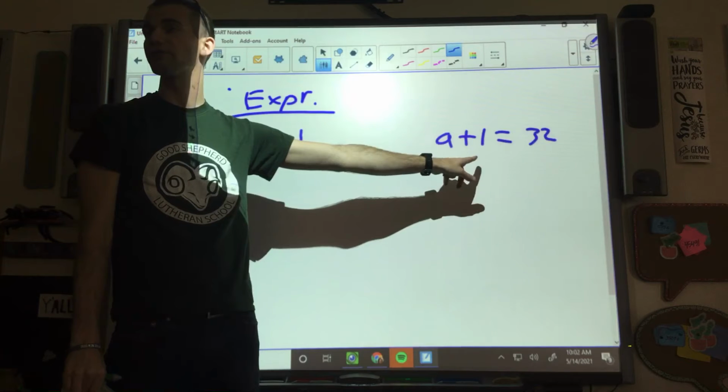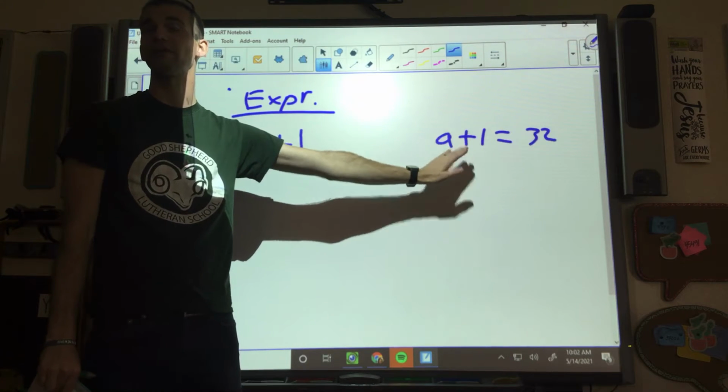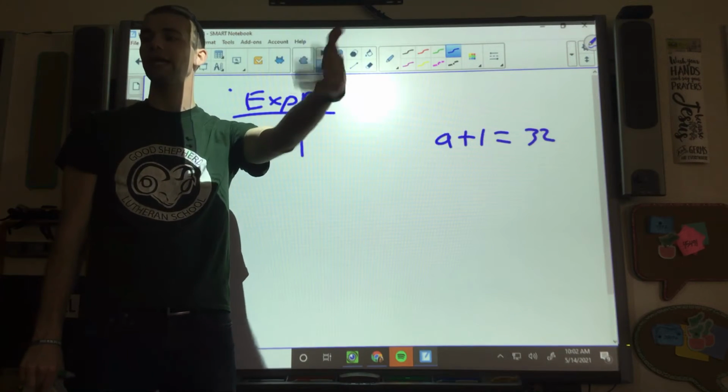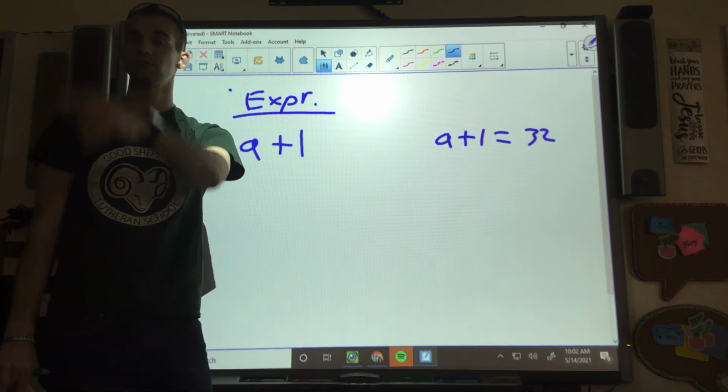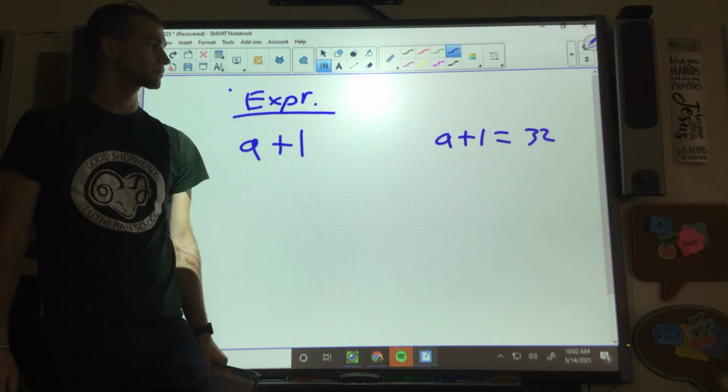So remember what we said from right here. What do we have to do to this side? Because we want to get the variable by itself. Everybody, get the variable by itself. Repeat after me. Get the variable by itself. Whatever you do to one side, you have to do to the other.